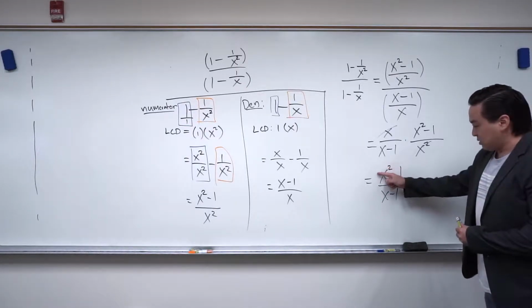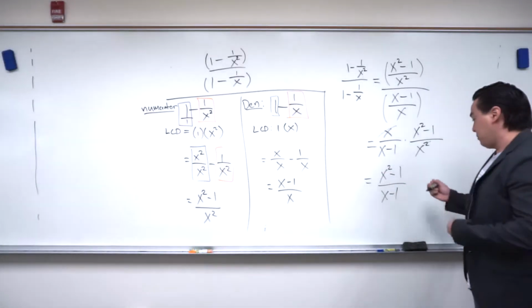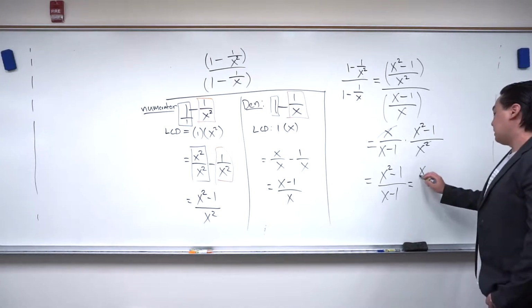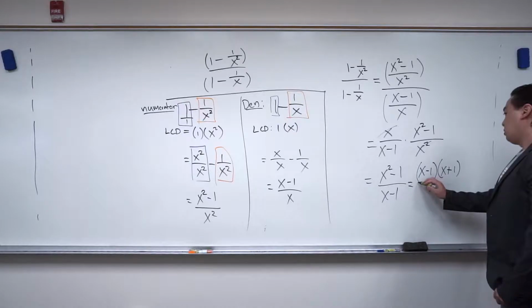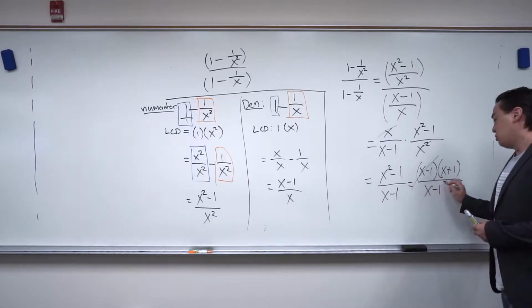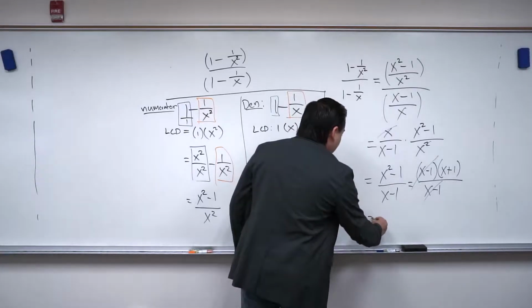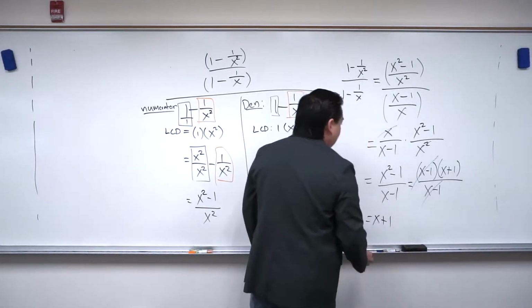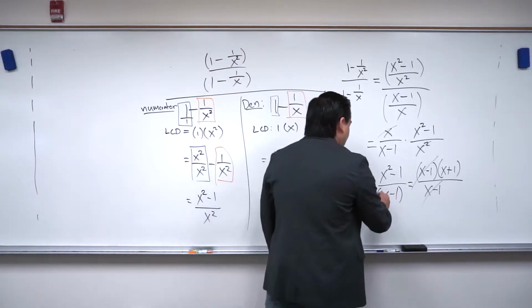But what is this on the top? This is a difference of squares. So we can rewrite that one in its factor form as x minus 1 times x plus 1, all divided by x minus 1. So these now cancel, and all you're left with is x plus 1. Oh, sorry. There's an x on the bottom.